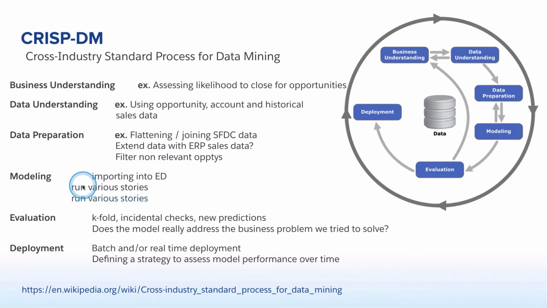Modeling. So when you are importing the data into Einstein Discovery, you're running various stories, different models. You're going to see that we're going to run these fast, and every time we might run different versions. And that means we are going to determine which version, which story, which particular model we're going to use depending on its metrics, how it's performing.